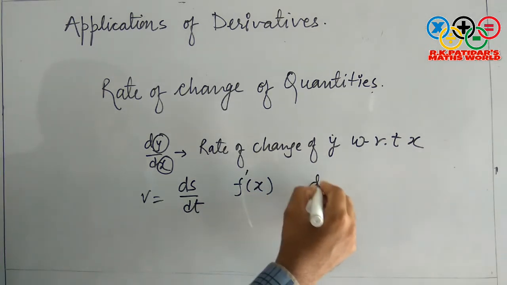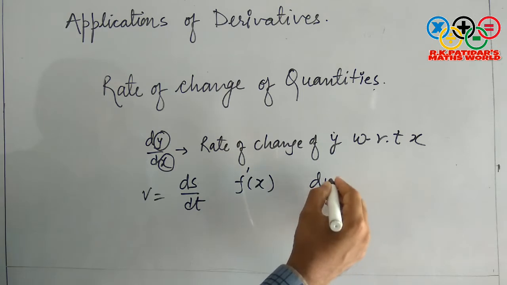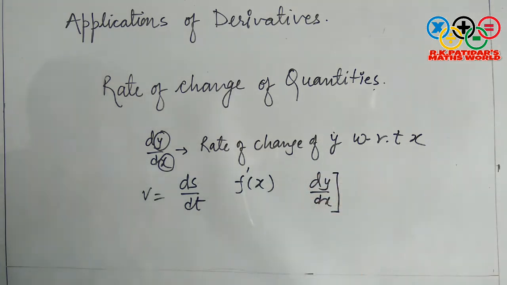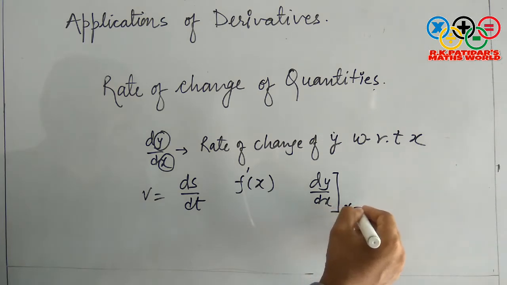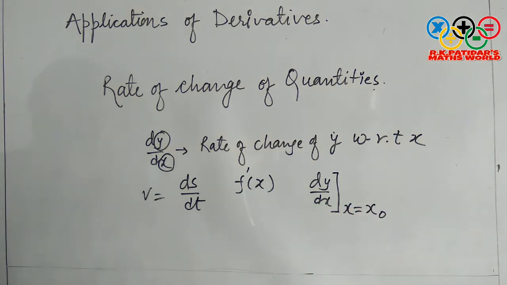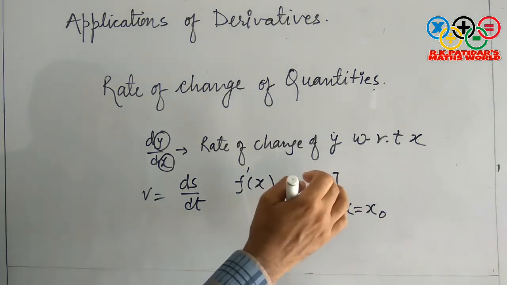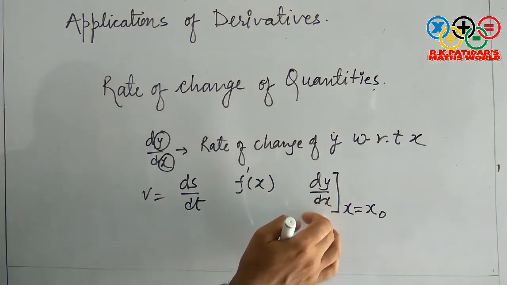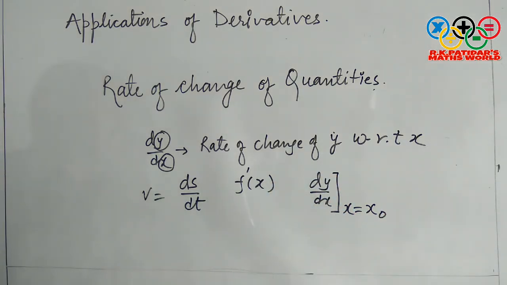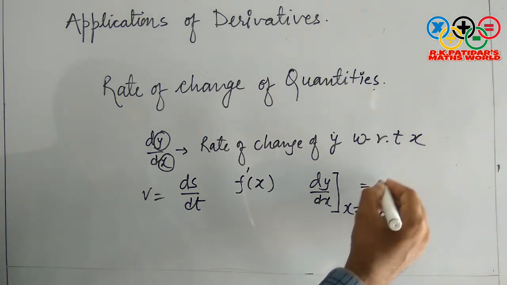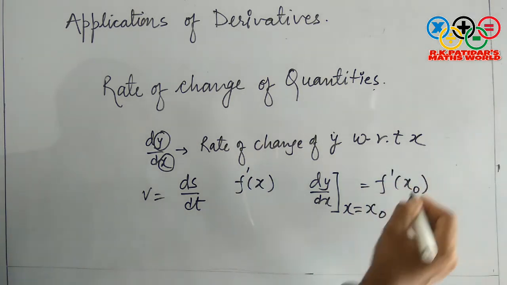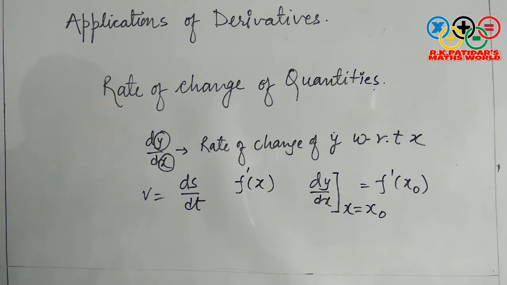Suppose we have to find the rate of change of y with respect to x at a particular point. Then we will represent it by x is equal to x0. It means at x0, what is the rate of change of y with respect to x, and it is also represented by f dash x0. With the help of some examples, we will solve these problems.